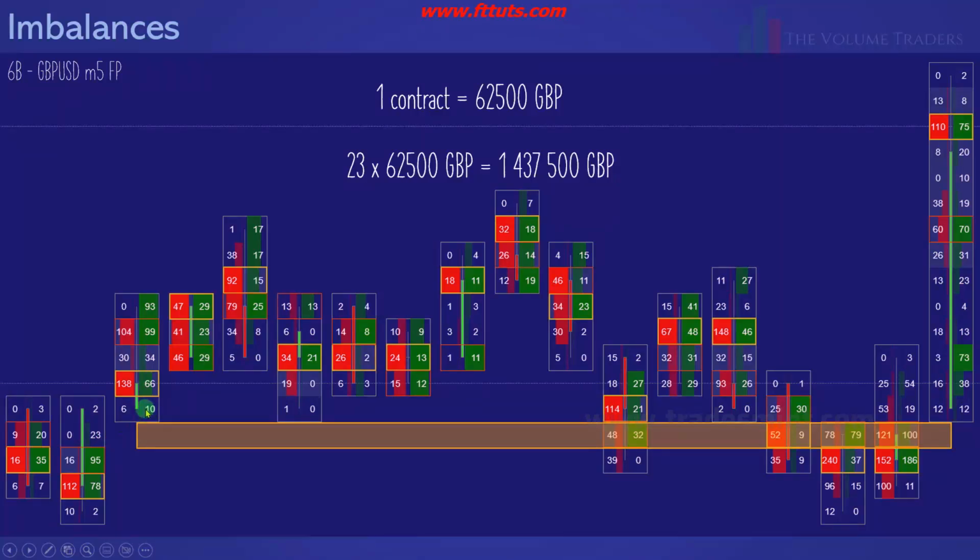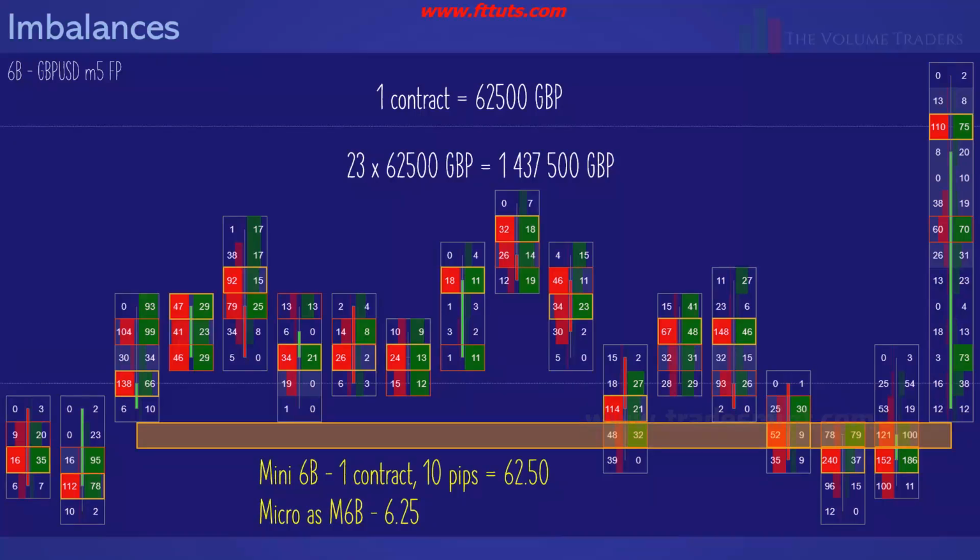So please, no confusion here about how much one contract is worth, because what we see here are full contracts. What we trade, like 6B or ES or GC as gold, these are mini contracts. Yeah, we can choose between mini and micro contracts. So mini, as 6B, what we see now. One contract, for 10 pips, is worth just 62.5. And micro, as M6B, 10 times less.